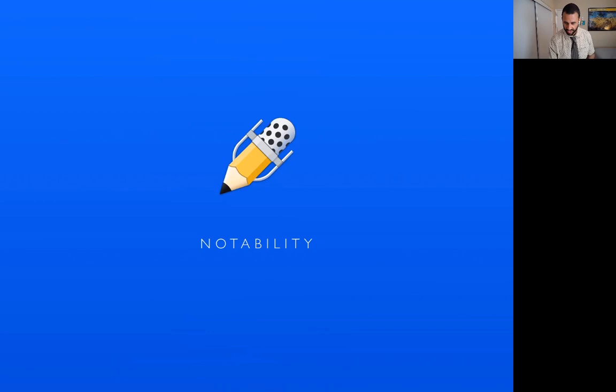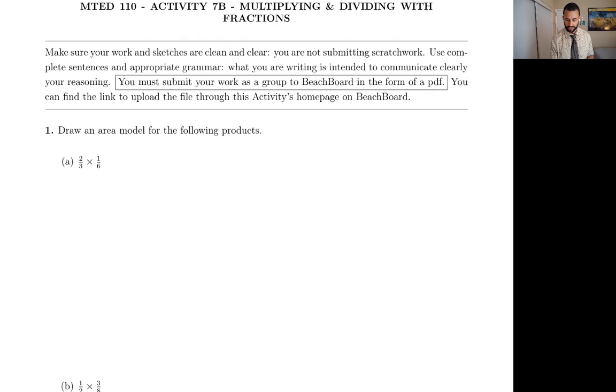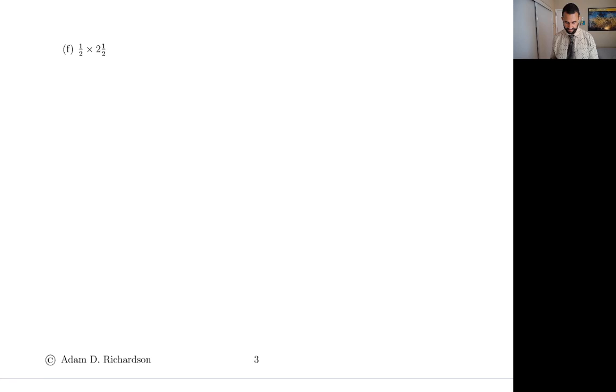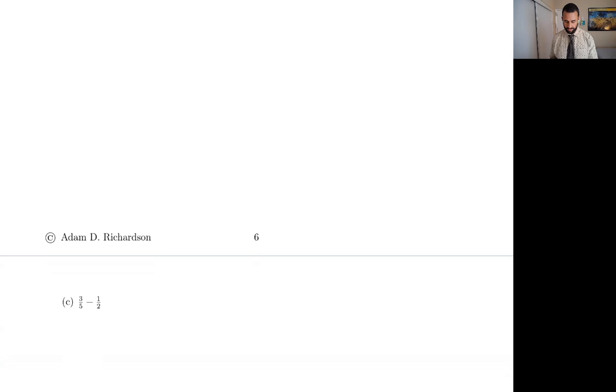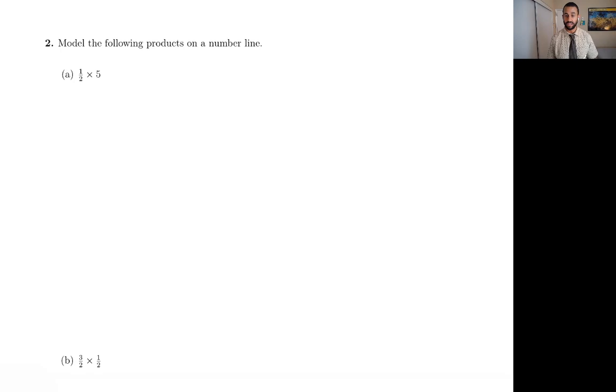You're going to have to draw an area model for some fractional products. There you go, a bunch of those. Model these things on a number line. Use Cuisenaire rods to model these and compute the following. Go. And that's pretty much it. So that's the whole activity. You're just using Cuisenaire rods and the area model and getting some practice together and helping each other work through it.